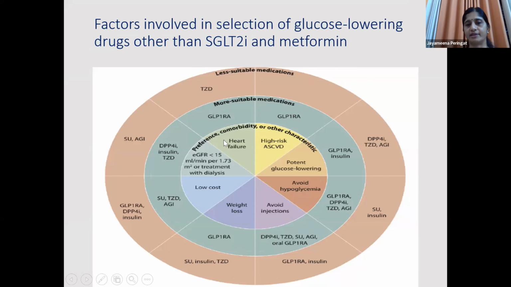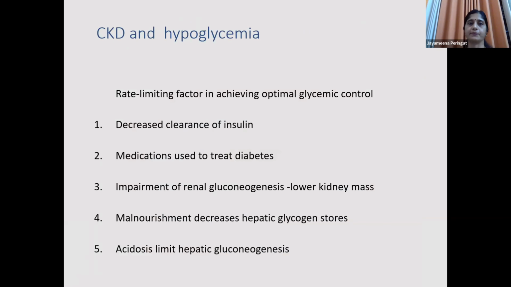If the patient has heart failure, SGLT2 inhibitors or GLP-1 receptor agonists will be more useful, and thiazolidinediones wouldn't be. If the patient wants to avoid hypoglycemia, these are the drugs which are more helpful than long-acting insulin or sulfonylureas. And if the patient wants to avoid injection, DPP-4 inhibitors, sulfonylureas, or oral GLP-1 receptor agonists will be more useful. Okay, this will be a guide for selection of the glucose lowering drug.